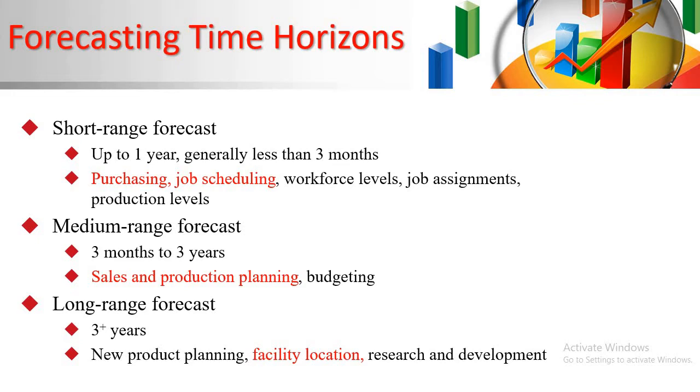Medium range forecasting is usually for a period from a quarter to almost 3 years. Why? Because companies usually forecast for a 3 month period, which we call a quarter. What decisions are made in this? Usually it is done for production planning.